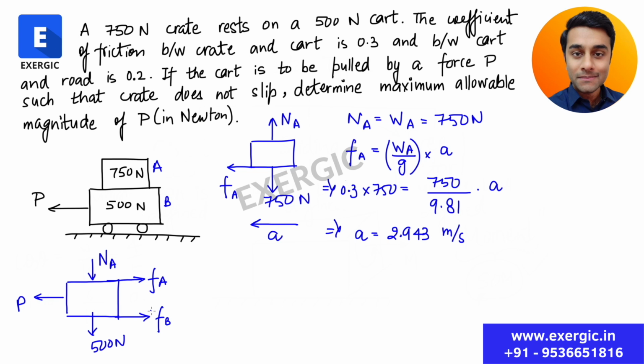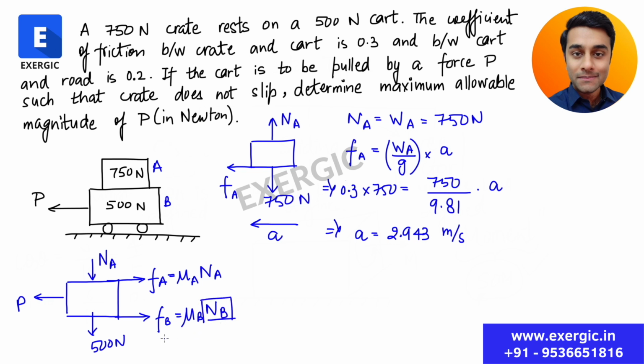Now comes the interesting part. The interesting part is that FA is equal to mu A, means this value of mu, multiplied by NA, right or not? And FB is equal to mu B multiplied by NB. Now in this case, what is going to be NB?